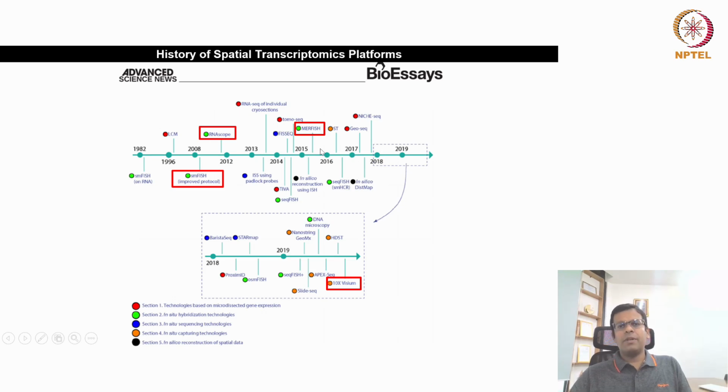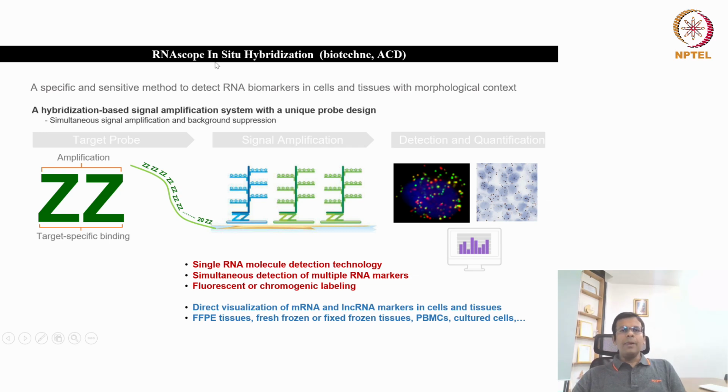So in today's lecture, we'll discuss RNAscope, MERFISH, and CODEX for spatial proteomics analysis. Okay, so let us start with RNAscope. RNAscope is a method for in situ hybridization, developed by the company known as Biotechne ACD. Again, this is a hybridization based method.